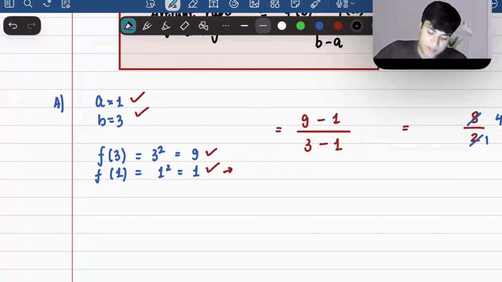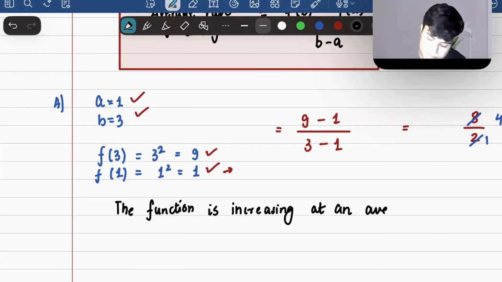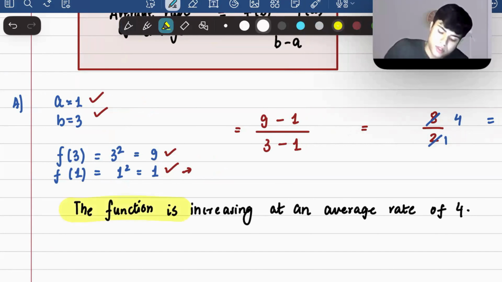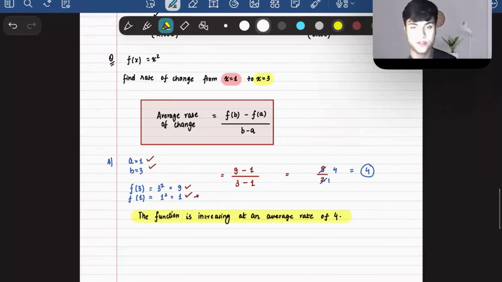This means I can say that the function is increasing at an average rate of 4. Yep. Now this is what average rate of change is.